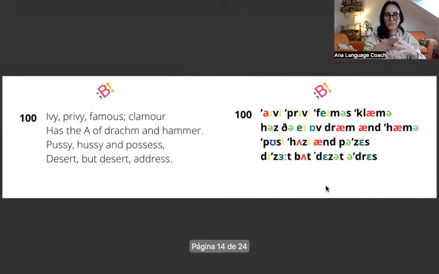Let's continue with that. Ivy, privy, ivy, privy, famous, clamor. Heath, the, A, ABC, no? Has the A of. Fijaros esa A que os he dicho que se parece a la que antes aparecía en rojo, no? And now appears in blue. That's the correct color that I should have placed in the other one. So that's the O. So it's the same of. Drum, drum, and hammer, hammer.